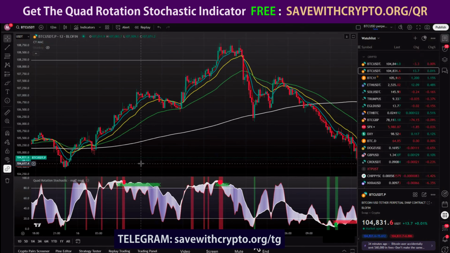I know that these green crosses and the red crosses are probably the most confusing part about this indicator at the moment. So it's great to have a little discussion here with Maff about what they actually mean and what they're doing and how we can interpret them.